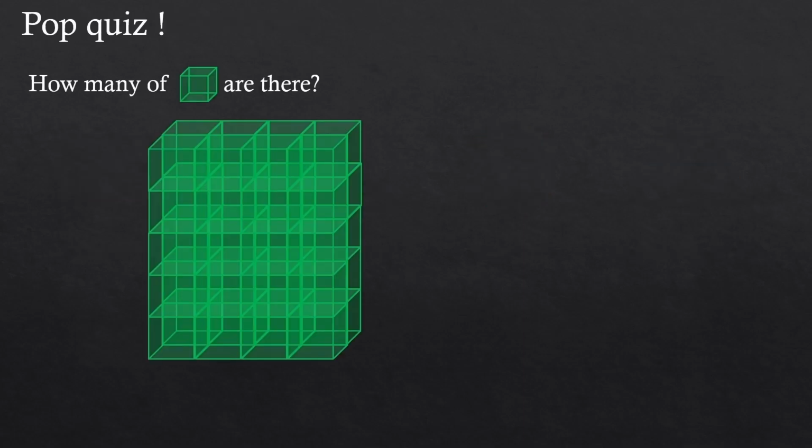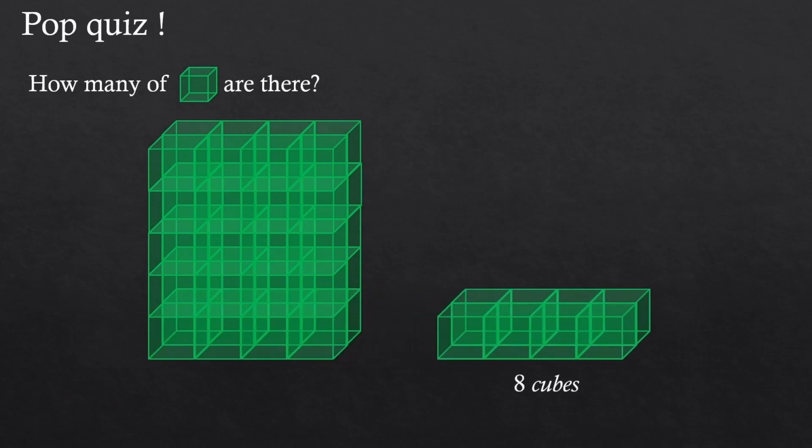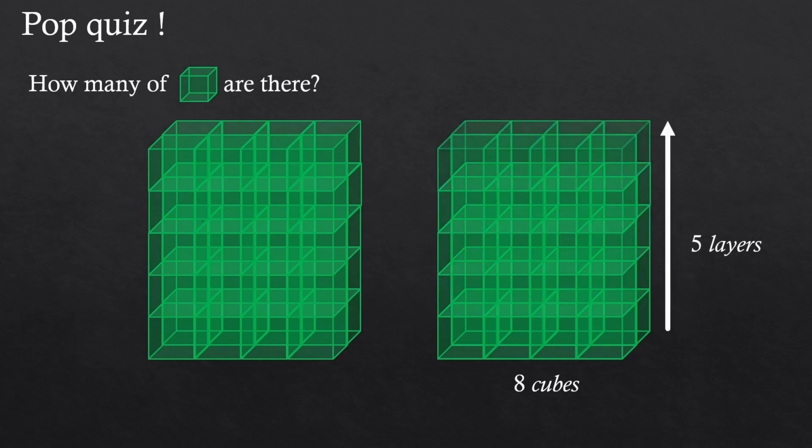Before we start, I have a pop quiz for you. How many cubes do you think are there? You may pause the video for a moment and figure it out. So let's see. I'm gonna pull out the base here. And how many are there in the base? 8 cubes, right? Now, it looks like it has 5 layers of it, so probably 8 times 5, which is 40 cubes, so we have 40 cubes in total.